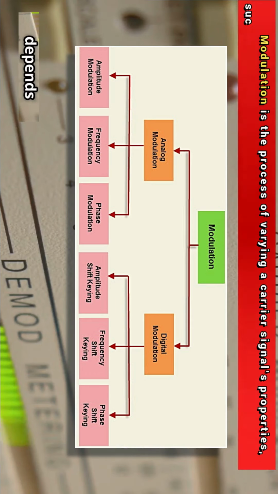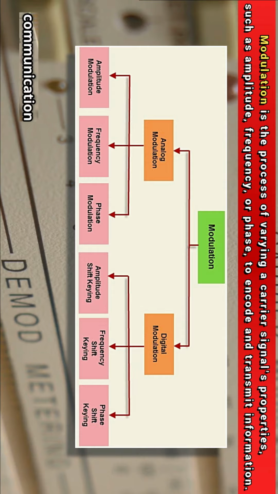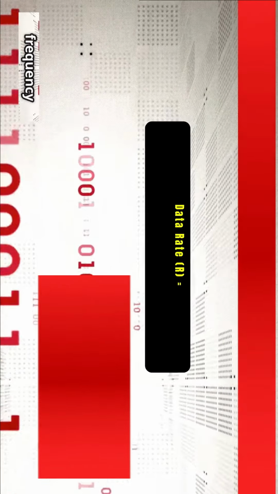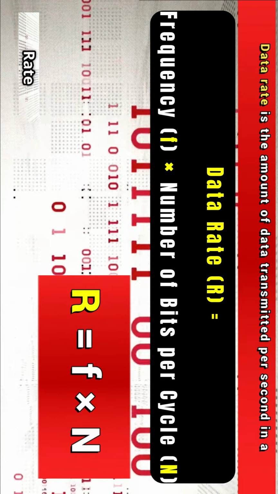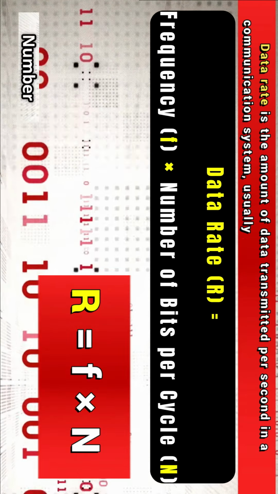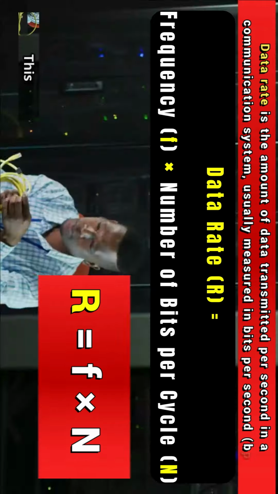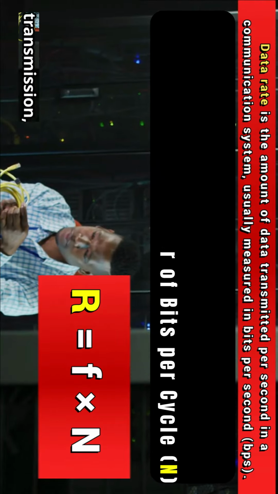Lastly, bits per cycle. This refers to the number of bits, that's zeros and ones, that can be transmitted in a single wave cycle. This value depends on the modulation scheme used in the communication system. The relationship between frequency and data rate is expressed by this simple formula. Data rate equals frequency times number of bits per cycle. This formula is the backbone of data transmission.